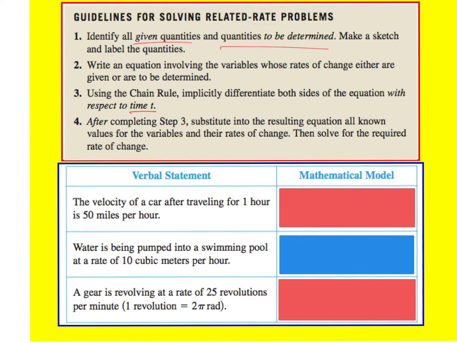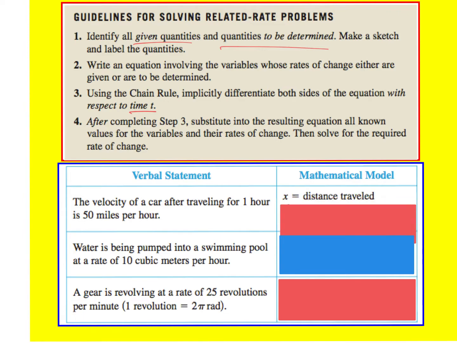So let's figure out how to read these statements. The velocity of a car after traveling for 1 hour is 50 miles per hour. Now, if I give you that the distance is x, and it tells me the velocity of the car traveling for 1 hour is 50 miles per hour, what is this 1 hour? That's our time. So t equals 1 hour, right? t equals 1.